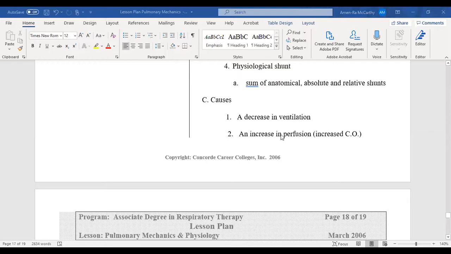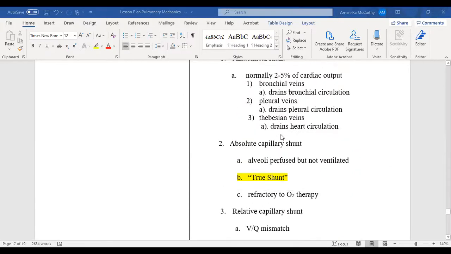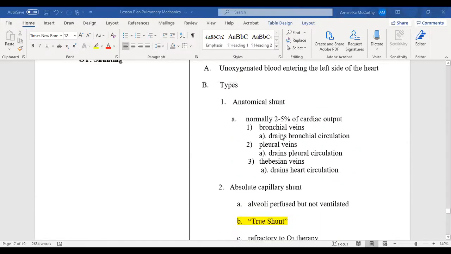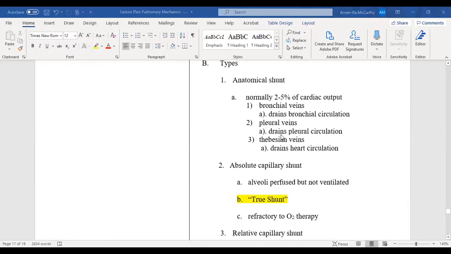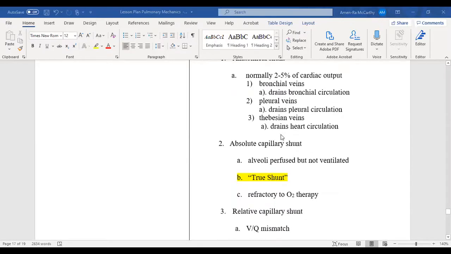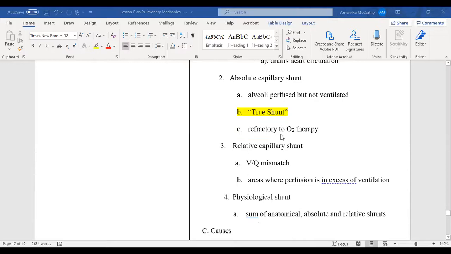Now, a couple minutes ago, I forgot to push record. So let me go back to this little part right here, just for the ones I didn't record for. We have the anatomical shunt, absolute capillary shunt, relative capillary shunt, and physiological shunt. We're getting into the details of the shunt. And I had just told the class that a true shunt is when you have perfusion, but absolutely no ventilation at all. The relative capillary shunt is when you have perfusion and not enough ventilation. It's there, but it's not what it should be.